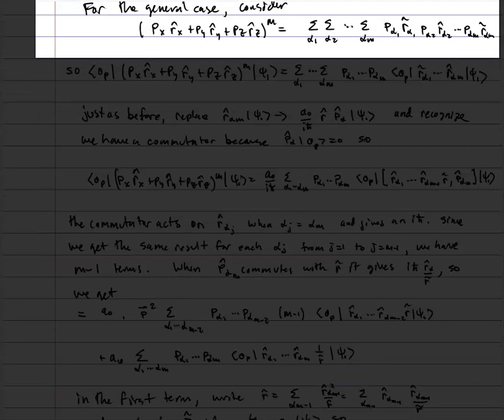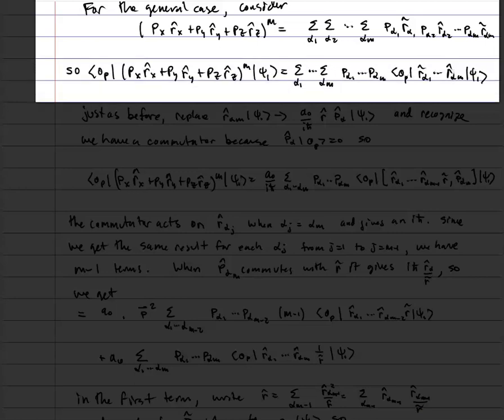Now, for the general case, we have to consider this raised to the nth power. And we're going to just expand this out. I'm going to look at it as a product of pxrx plus pyry plus pzrz times pxrx plus pyry plus pzrz. I'm going to write out all of those terms as a sum over alpha 1, alpha 2 out to alpha m of p alpha 1, r alpha 1, p alpha 2, r alpha 2, etc. You should be able to verify that that expression that I've written for you there is a correct expression.